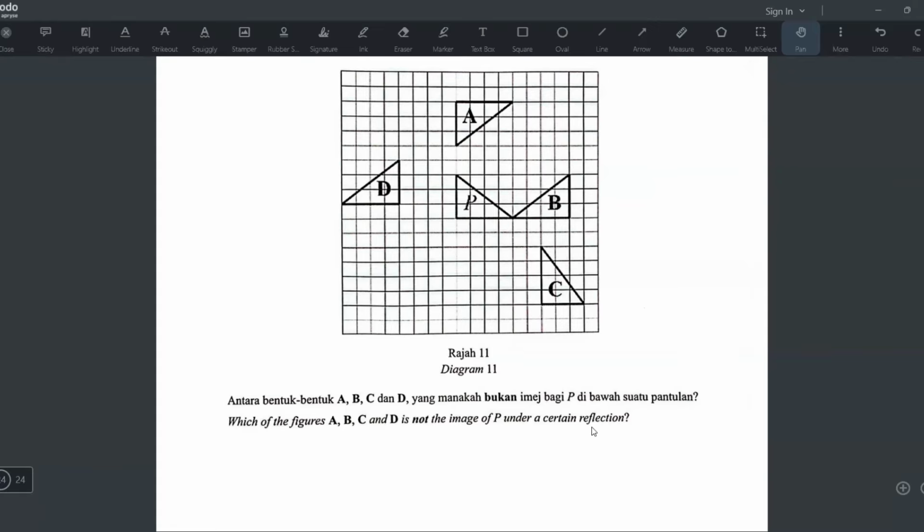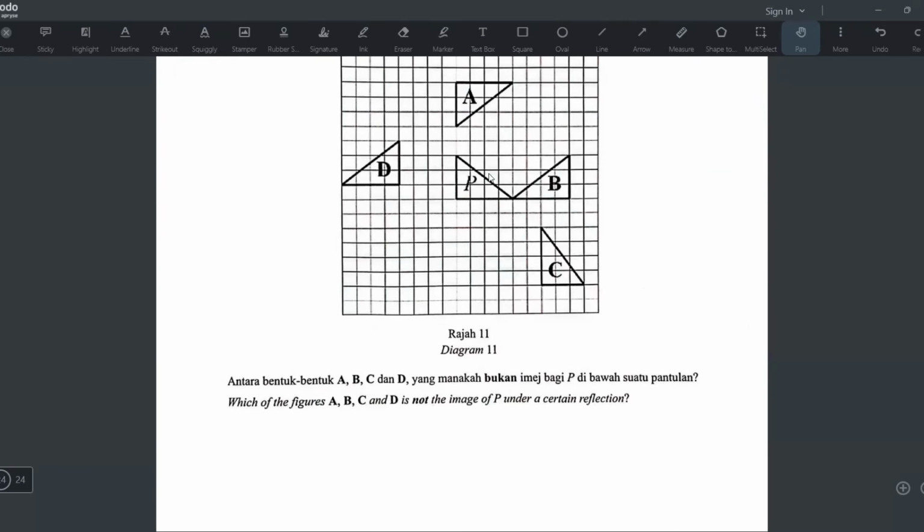But if the soalan nak susahkan, they will give you image. Yeah, because that one lagi susah one. Because if they give you image, you have to do the transformation in reverse, banyak kerja sikit lah. Okay, this one they are asking A, B, C, D, which one is not the image of P? Means P is definitely the object. And they are asking you which one is not the image under reflection.